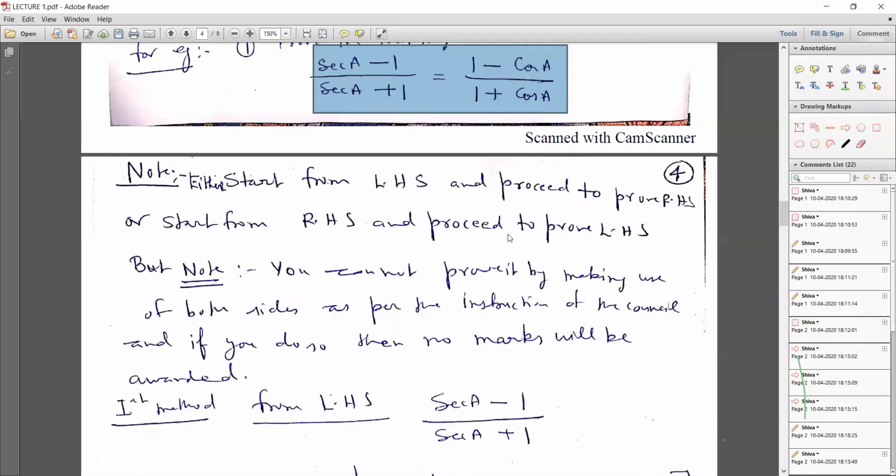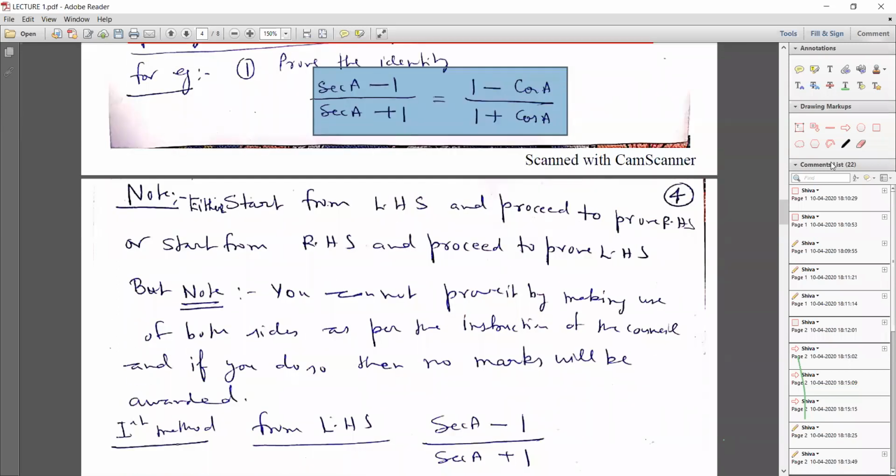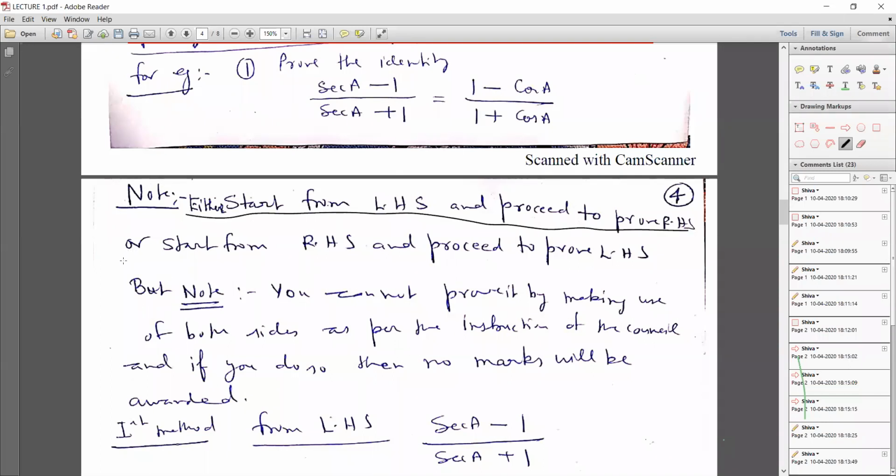One thing I want to tell you boys, that either start from the left hand side and proceed to prove it equal to the right hand side, or start from the right hand side to prove the left hand side. But note, you cannot prove it by making use of both the sides, as per the instructions of the council. And if you do so, then no marks will be awarded. Like sometimes in the books also it is mentioned that they have taken both the sides together. And you can't take both the sides together, especially when it is mentioned to prove an identity.